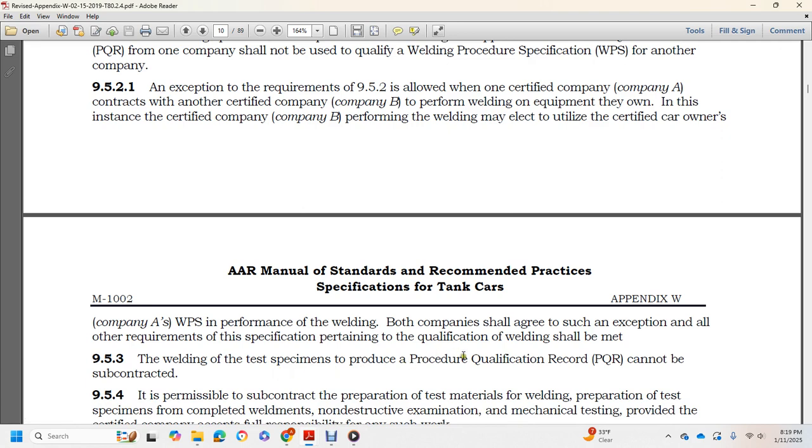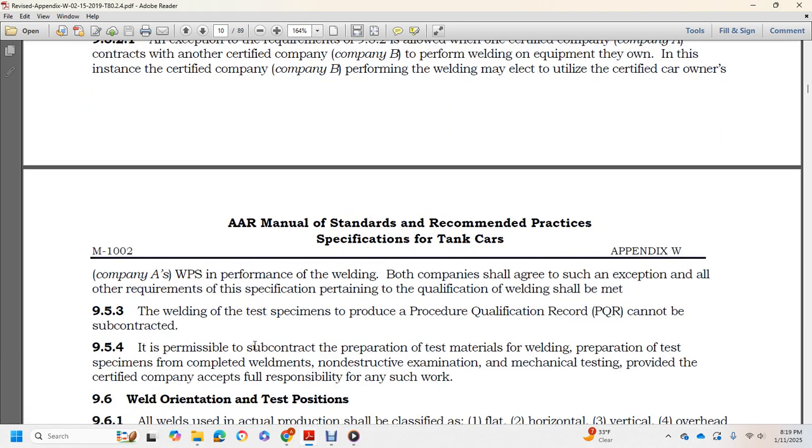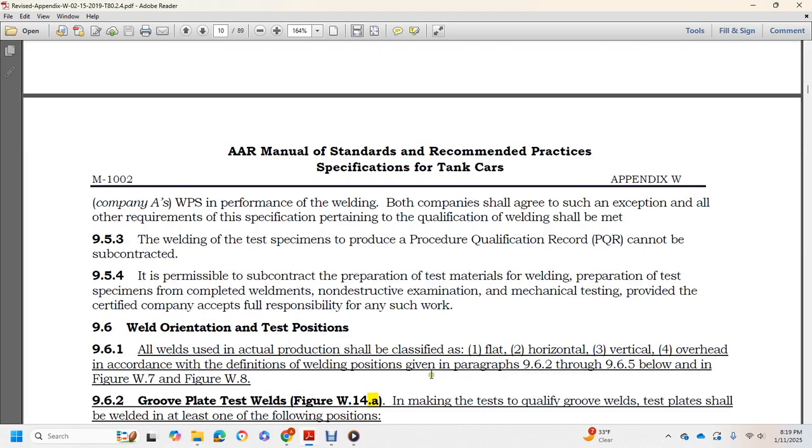Welding of a test specimen to produce a welding procedure qualification record cannot be subcontracted. However, the subcontractor may prepare test materials for welding, prepare the test specimens and completed weldments, and perform nondestructive examination and mechanical testing, provided the certified company accepts full responsibility for any such work.